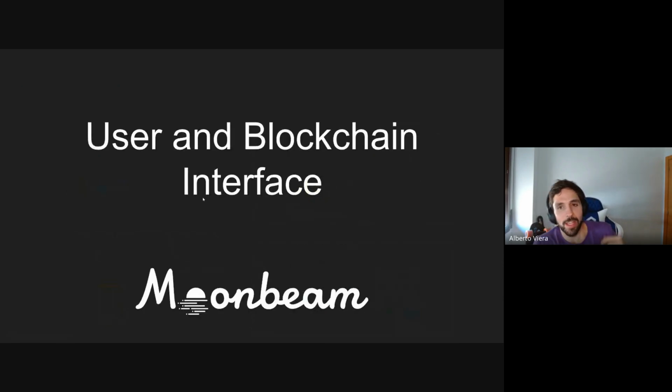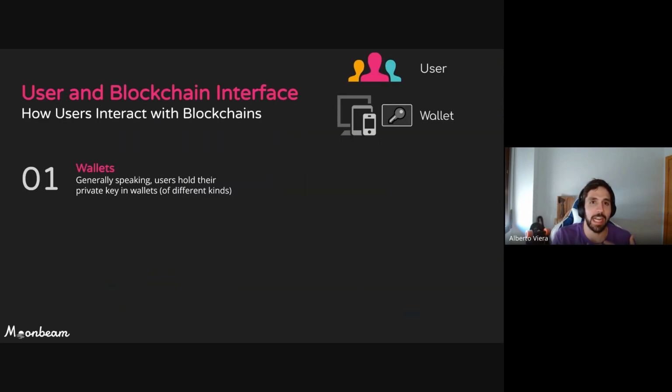Cool. User and blockchain interface, right? Let's discuss how blockchain works. A user interacts with the blockchain generally through a wallet. A wallet holds a private key, and the private key basically represents a user on the blockchain, right? And wallets can be of different shapes. We're going to go into wallets a little bit later.